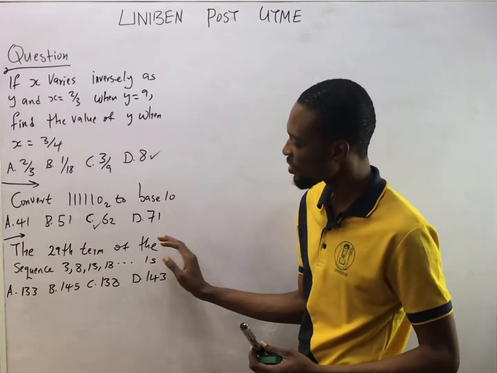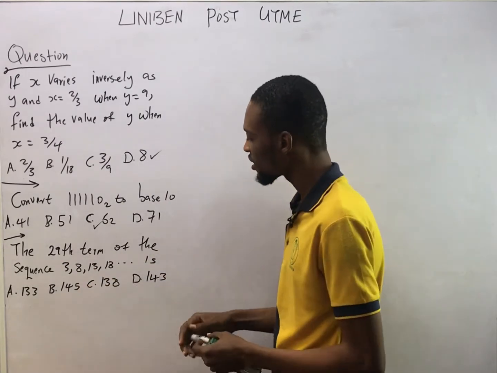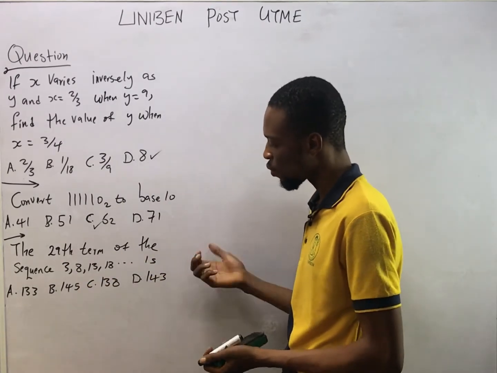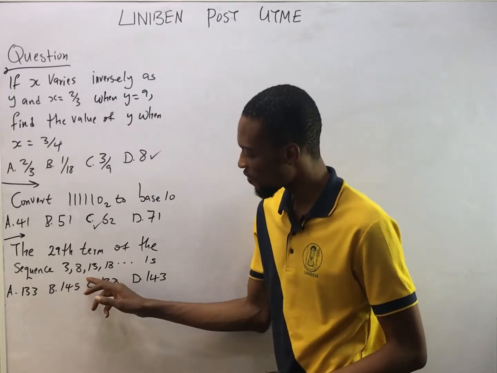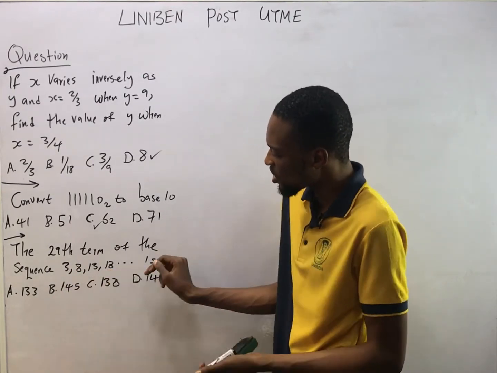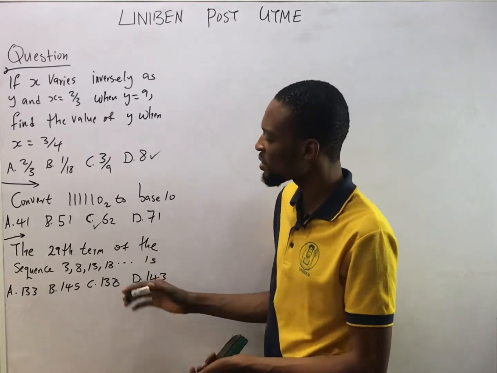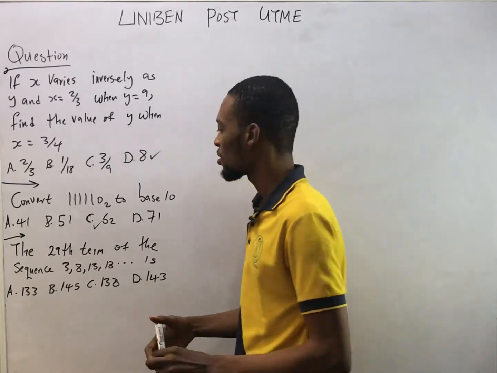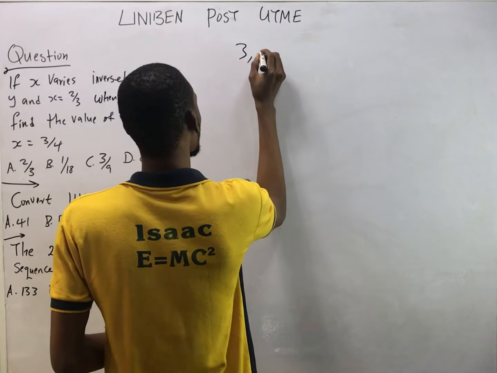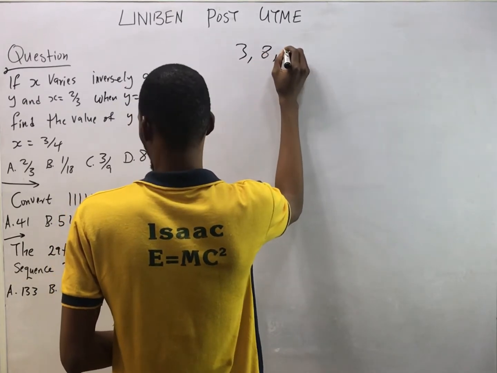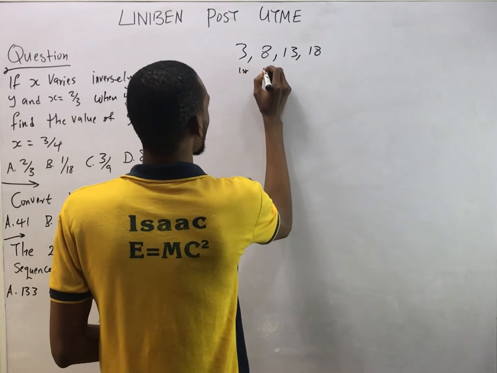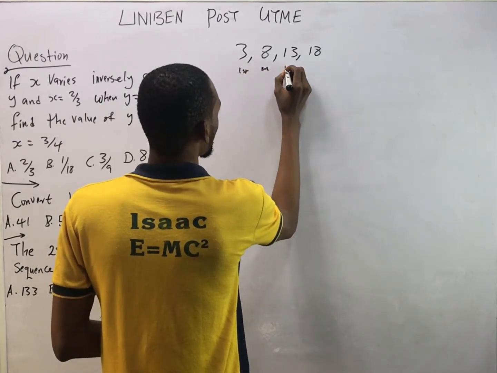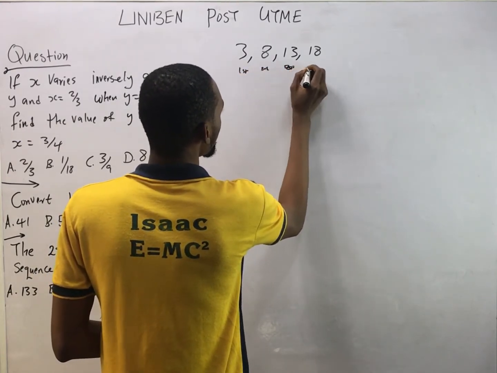The 29th term of the sequence 3, 8, 13, 18 is what? So this is the first term, this is the second term, fourth term, fifth term. So this sequence continues. So what will now be the 29th term? So the sequence is 3, 8, 13, and 18. So this is first, second, 3, 4.